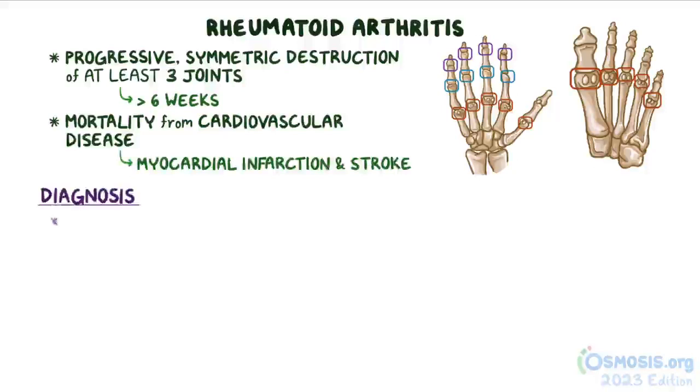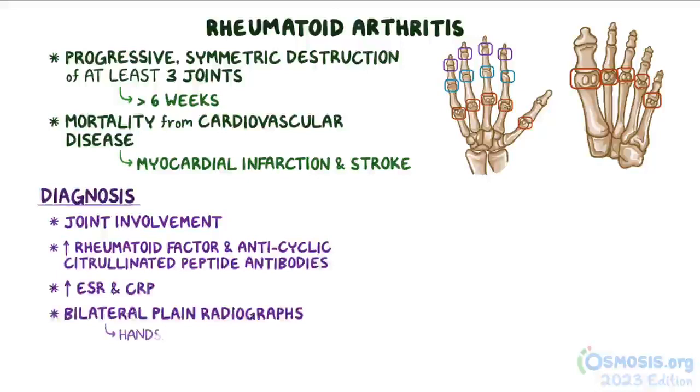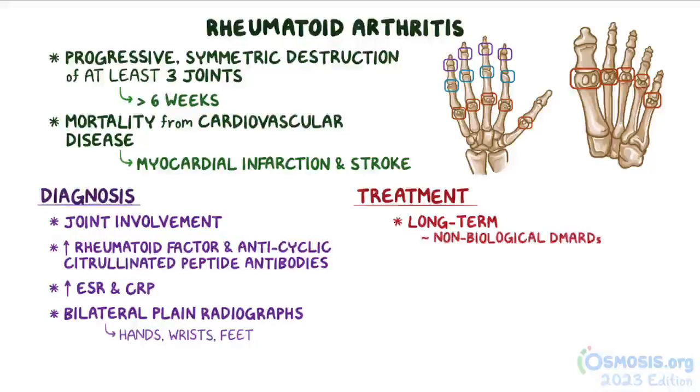Diagnosis is generally based on joint involvement, having an elevated rheumatoid factor and anti-cyclic citrullinated peptide antibodies, and an elevated ESR and CRP. In addition, bilateral plain radiographs of the hands, wrists, and feet are generally obtained during the initial evaluation, primarily as a baseline for monitoring disease progression. The long-term management of rheumatoid arthritis is use of non-biological DMARDs. In addition, severe cases get biological DMARDs.